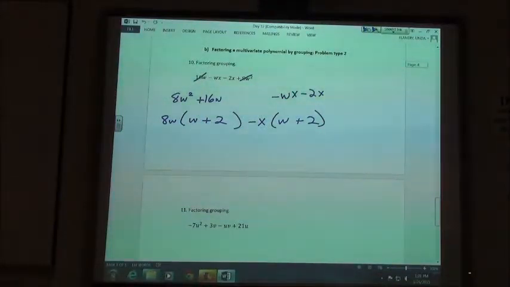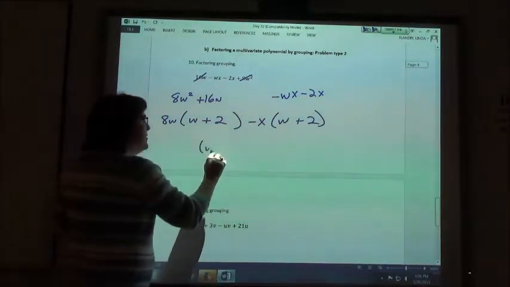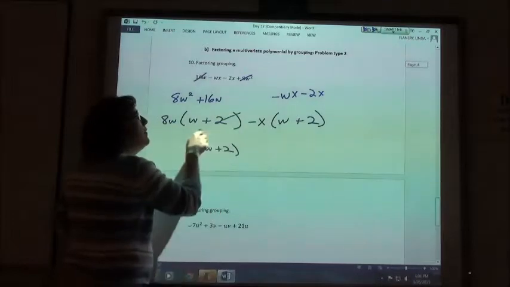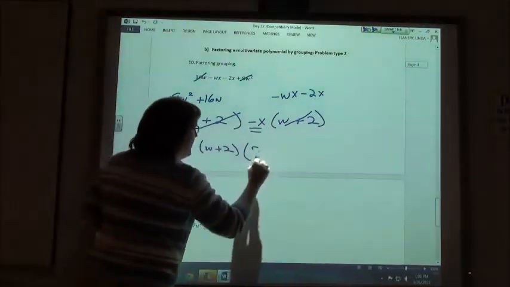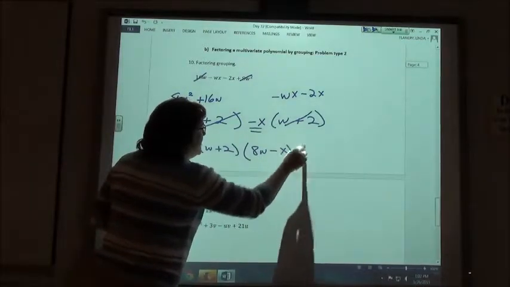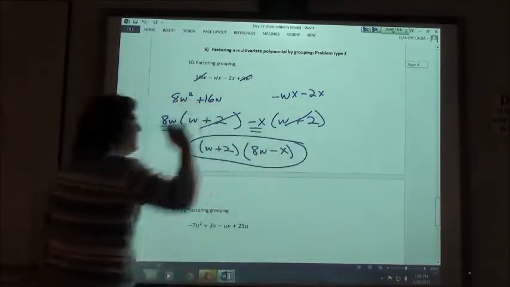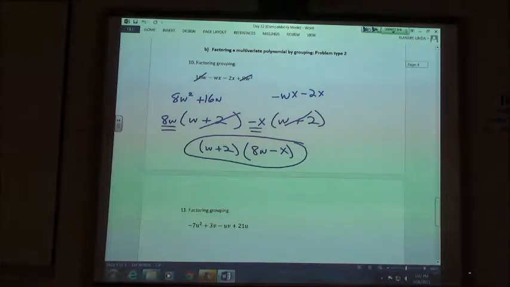So my common factor is the w plus 2. My other factor, the 8w minus x. And again, I could FOIL that out if I really wanted to check my work.